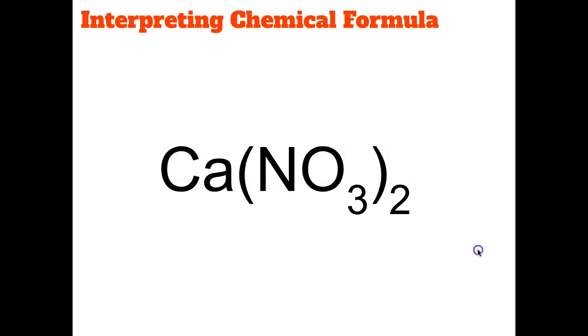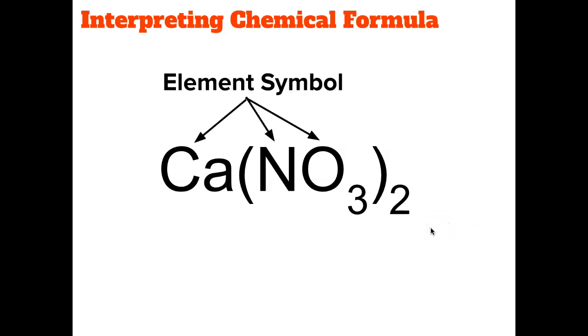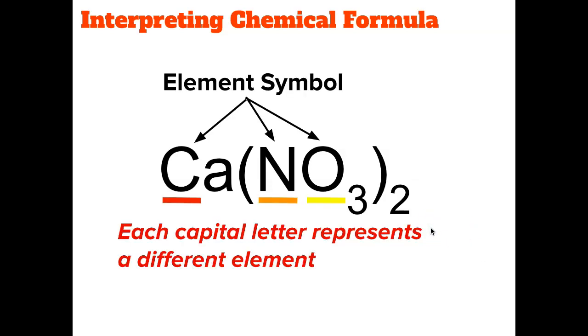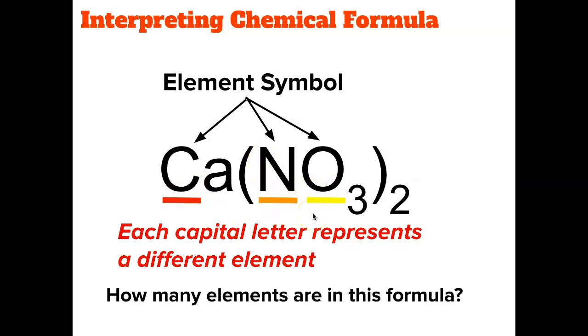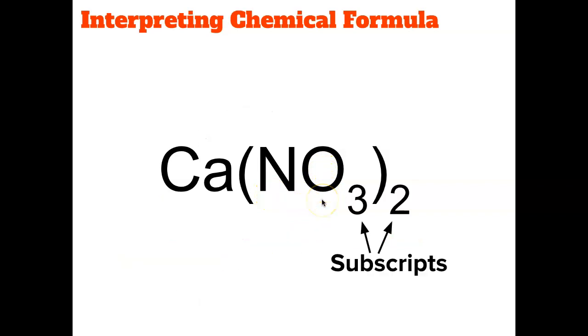So let's begin. The first thing that we need to look at are the element symbols. Each capital letter in our chemical formula represents a different element. So we can see that we have a capital C, and then that lowercase a means this all goes together. And then we have a capital N and a capital O. And so the question is, how many elements are in this formula? We can see we have 1, 2, 3 capital letters. That means we have 3 different elements. So Ca is calcium, N is nitrogen, and O is oxygen.